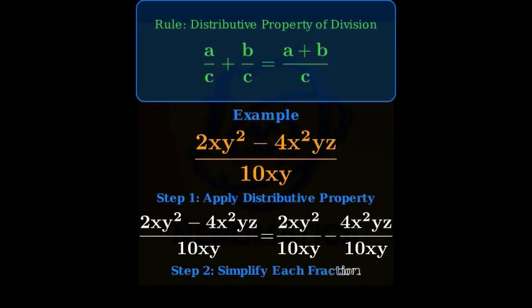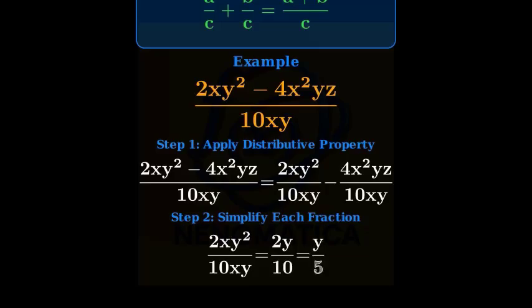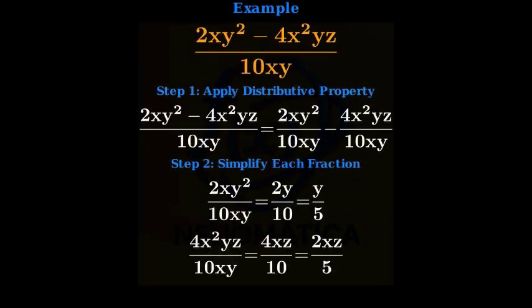Now, let's combine our results to get the final answer. We have y divided by 5 minus 2xz divided by 5. So, our final answer is y over 5 minus 2xz over 5.